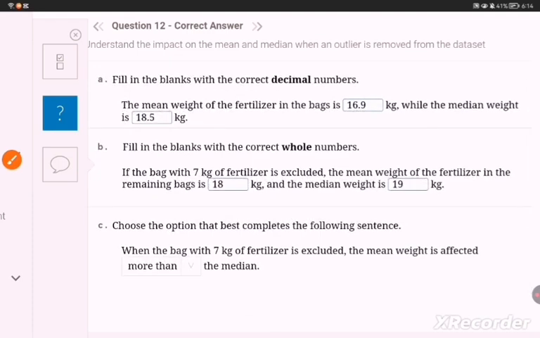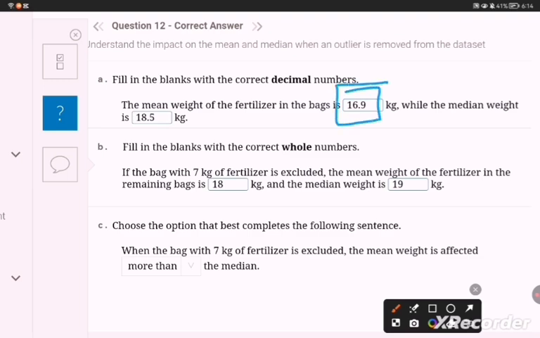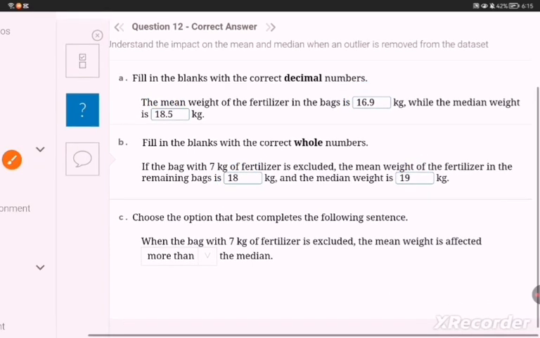Okay? So, when the bag with 7 kg of fertilizer is excluded, the mean weight is affected more than the median. That is true because at the start the mean was 16.9. Okay? And then after removing the bag of 7 kilograms, you end up with 18 kilograms. So that means the difference is 1.1 for the mean. But for the median, you started at 18.5, you ended at 19, so the difference is 0.5. So the mean got affected more than the median.